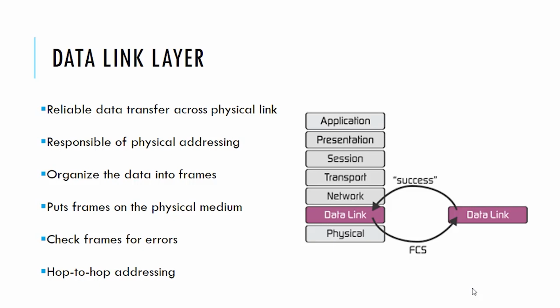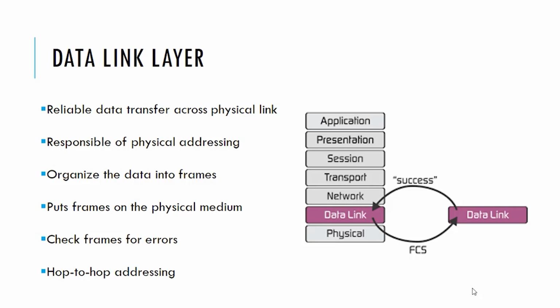The data link layer organizes the data into frames. The frame is the data unit at this layer. At the data link layer, at layer 2, we call data frames; at layer 3 we call data packets; at layer 4 we call data segments; and at layer 1 we call data bits or bytes.